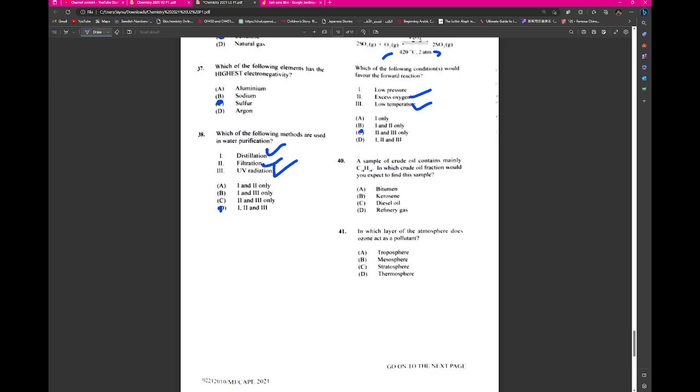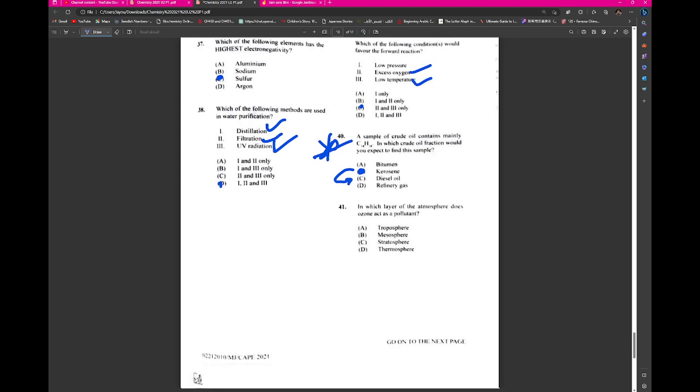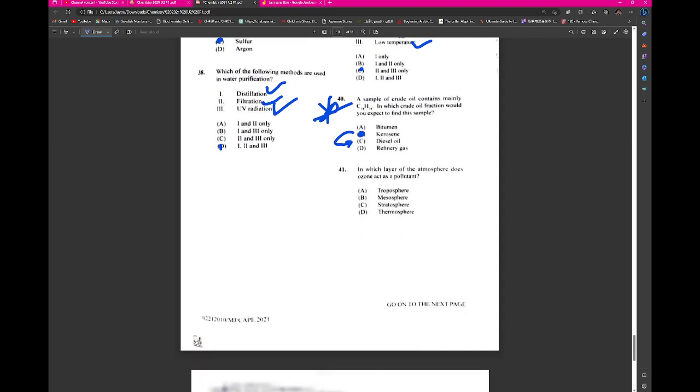40. A sample of crude oil contains mainly that. I believe the answer here is kerosene, right? More so than diesel, but some people would choose diesel. So if you have an issue with this, please tell me what you think would be the best answer for this, right? In which layer of the atmosphere does ozone act as a pollutant? This would be the troposphere.